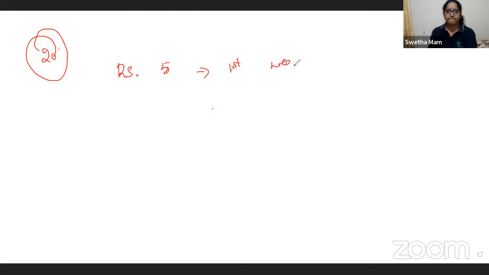Next question. Same exercise, 20th problem. Ramkali saved rupees 5 in the first week, and she increased her weekly savings by 1.75.